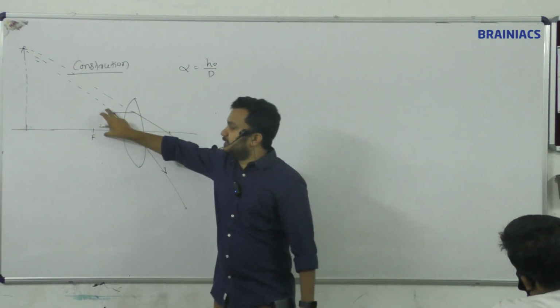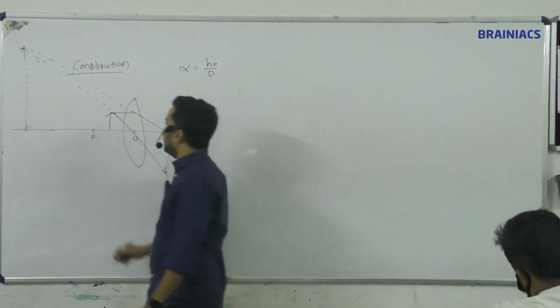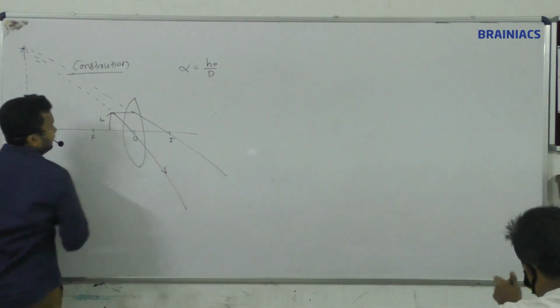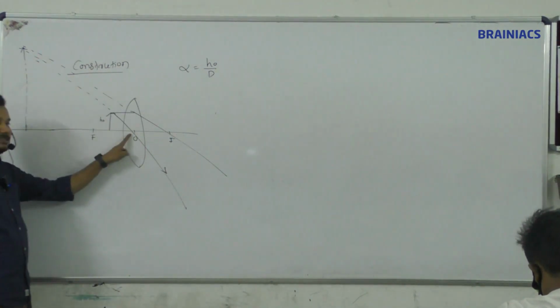Height of object means this height. This height is the height of the object. Okay. So this height of object. Okay. Now this is an eyepiece lens.